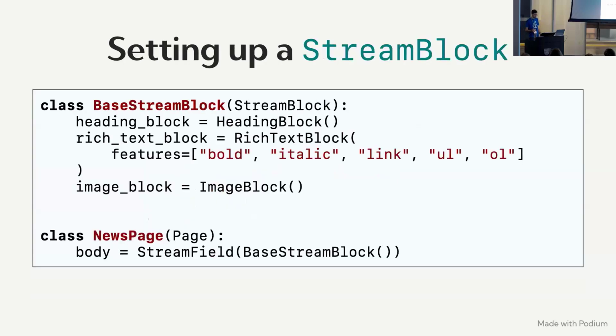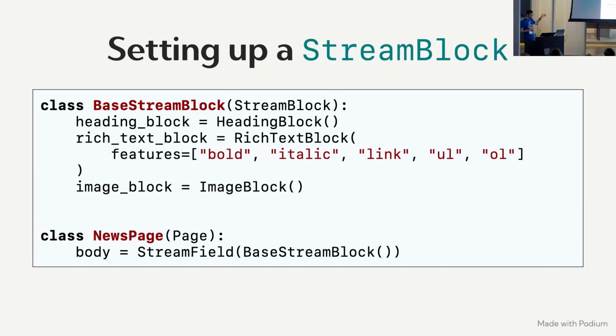In this case, we want to validate across multiple instances of our heading block, more than one heading block within one stream field. So we can't place our custom clean on the heading block class itself. Instead, we want to apply it to a subclass of stream block. Stream block is a data structure that can be used to provide a common set of block options to multiple stream fields within your project.